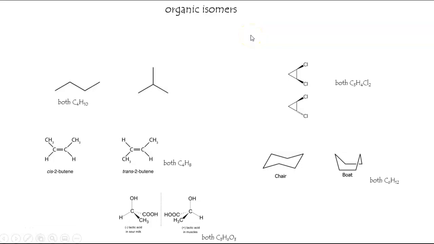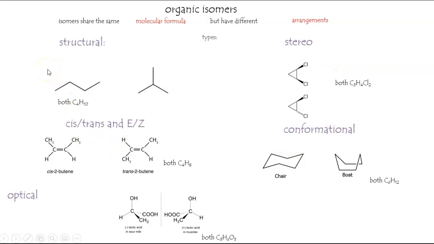Let's have a look at different types of organic isomers. This is Dr. B, and they are characterized by always having the same molecular formula, but different arrangements. We'll go over the major types here. These are each in pairs, and perhaps you can guess what the names are, but I'll go ahead and show you. Structural ones, stereo ones, cis-trans or EZ, conformational, and optical isomers.